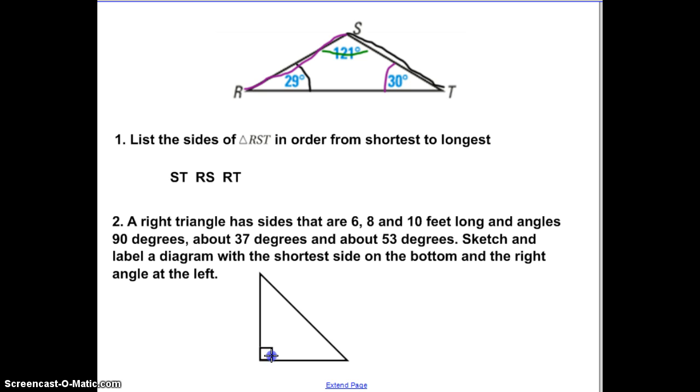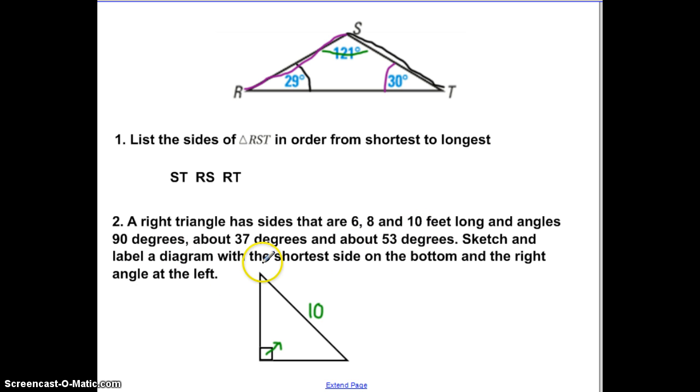If this is a right angle, it's 90 degrees. And one of these is 37 and one of these is 53. So if this is 90 degrees, this is my largest angle, right? I have 90, 37, and 53. So if this is my largest angle, right across from it must be my largest side. My largest side between 6, 8, and 10 is going to be 10. So my hypotenuse is 10.